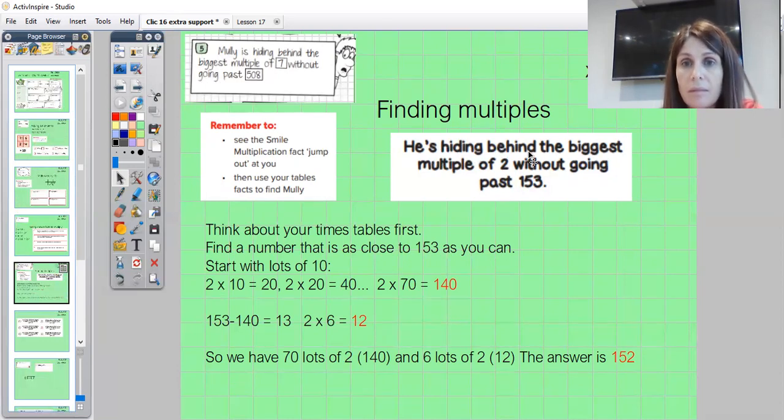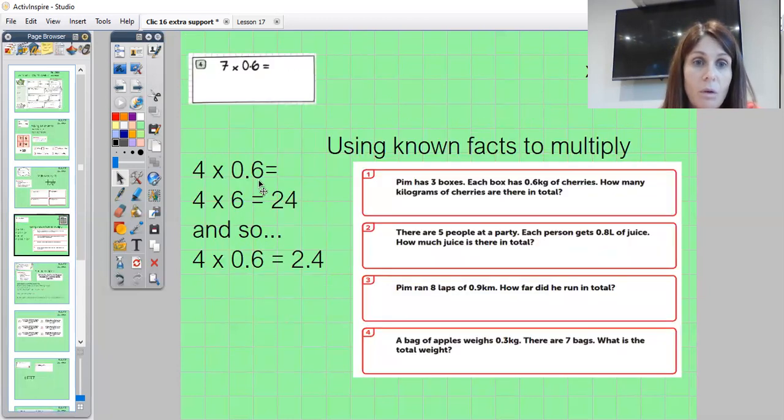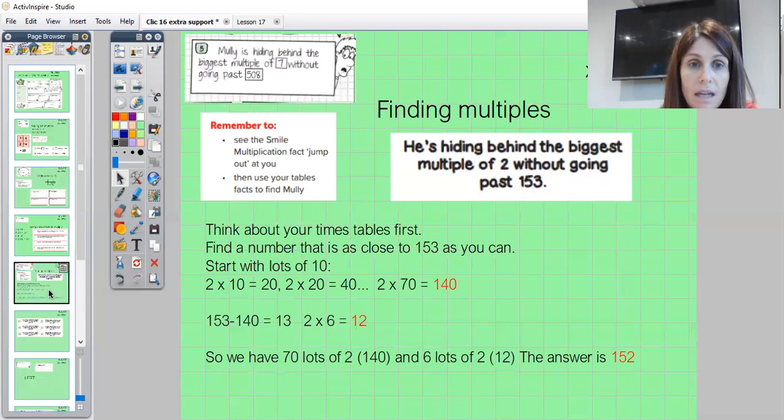So Mully's hiding behind the biggest multiple of 2 without going past 153. Okay, so this is the key thing that you have to do. You need to think about your times tables knowledge first. Now, we're going back and thinking about what we did here, using our known facts to multiply. So if I know that 4 times 6 is 24, I also know that 4 times 60 is 240. So I'm going to use that knowledge to help me with this one here.